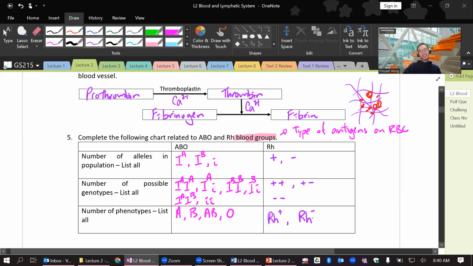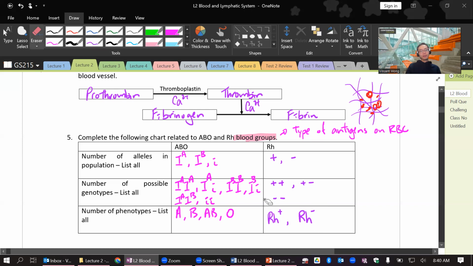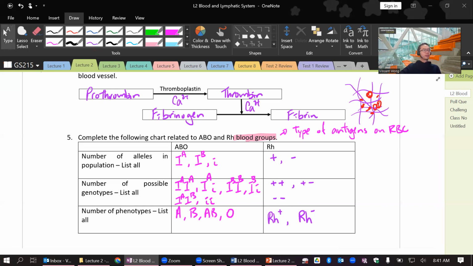In the past, students get confused because they start mixing biology with math, right? They're like, oh, negative negative gives you positive in math, right? But remember, it's not related to that. Positive just means you are able to make the protein, and negative means you cannot. So if you inherited 2 alleles that do not allow you to make the protein, then you don't have it. When you don't have it, you are called Rh negative. Does anybody have any question before we move on?